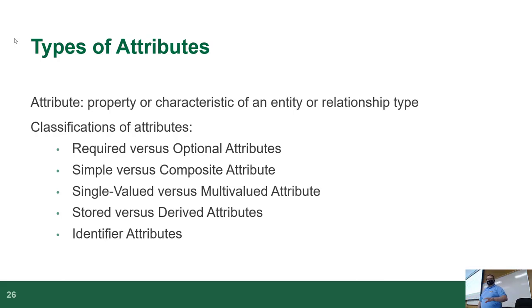Now we're going to talk about some attributes. I think we're two-thirds of the way through this, so we're getting there. Attributes are the properties or characteristics of an entity. In other words, how do we describe an entity? And there are different classifications. There's required versus optional, simple versus composite, single-valued versus multi-valued, stored versus derived, and I'm going to cover those in a few moments, and then identifiers. Identifiers are keys, okay?